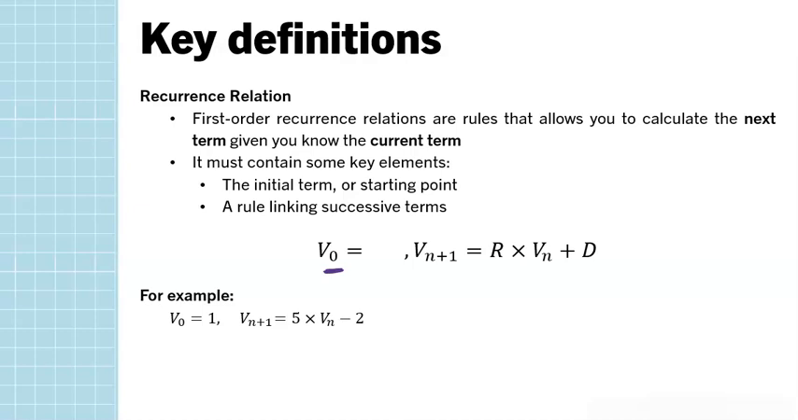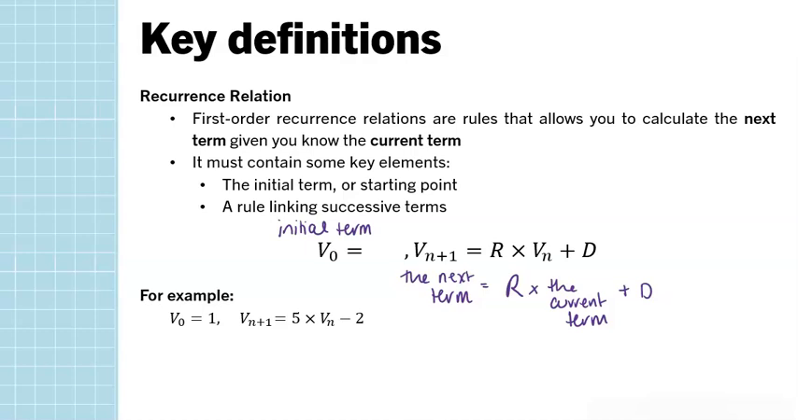Vn is our current term, so think of n as the position of the term itself. If n was 3, that would actually be the fourth number in the sequence, but term 3, and we could use the rule to calculate V4. The plus D at the end is a constant value that can either be positive or negative. If it's positive, we're adding it. If it's negative, we're subtracting.